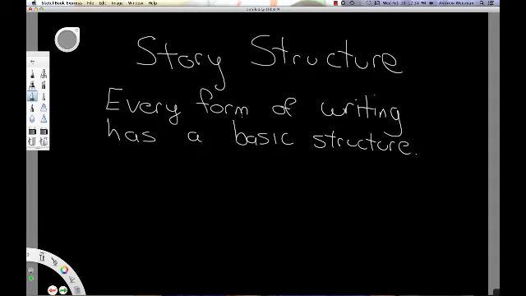Much like your body is held together with bones, just like you have your central portion of your body and your legs, your arms, and even in your head, you have bones in your body. And they are attached by muscles that help them move and ligaments, things like that. So writing is really quite similar. Every form of writing has a basic structure.